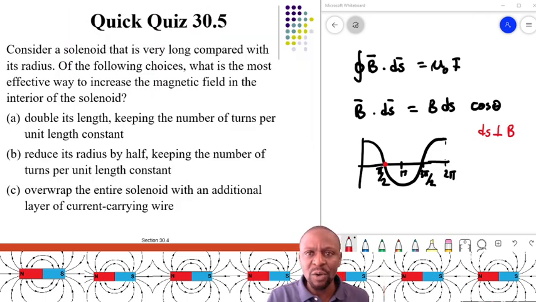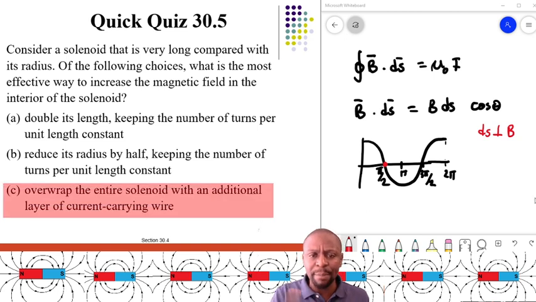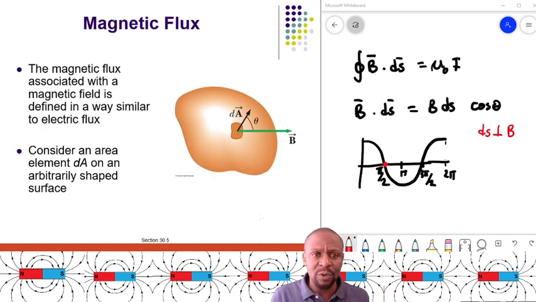Consider a solenoid that is very long compared with its radius. I'm saying very long. That is very important. If it is very long, the length doesn't affect the B field inside. Of the following choices, what is the most effective way to increase the magnetic field in the interior of the solenoid? Double its length? No, that cannot be correct because it is very long. Therefore, doubling the length is not going to influence the B field. Reduce its radius by half? No, the radius is not going to influence that either. But overwrap the entire solenoid with an additional layer of current-carrying wire. That must be correct because that will increase the number of turns. As a result, C is the correct answer.